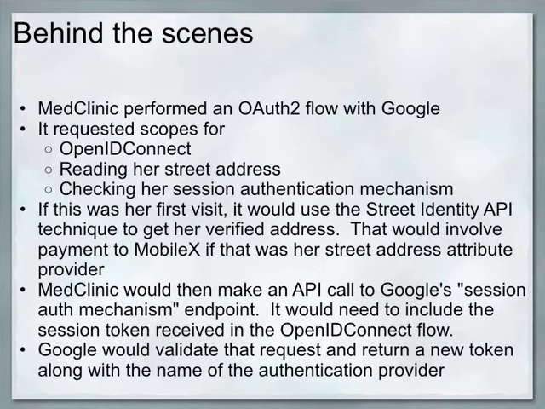Assuming this was her first visit to the site, the website would then go and get her verified street address, use that to find out if there are records for someone living at that address, and as a side effect, cause money to be paid to her attribute provider for street address. But then the next thing that MedClinic would do is it would make another API call to Google's what we call session auth mechanism endpoint. And it would actually include the same session token that was used during the login part of the OpenID Connect flow, which was discussed in other sessions.